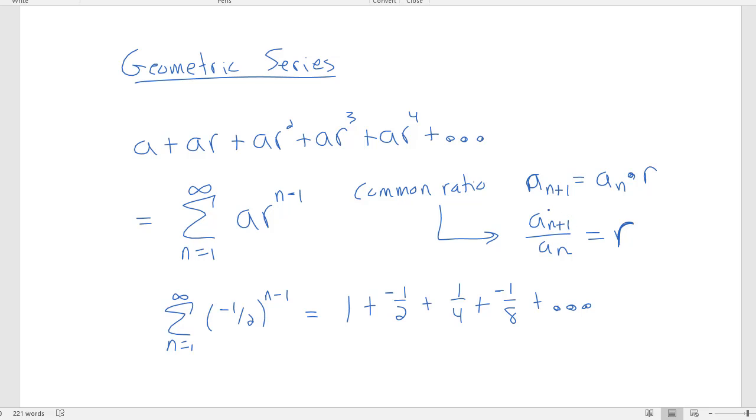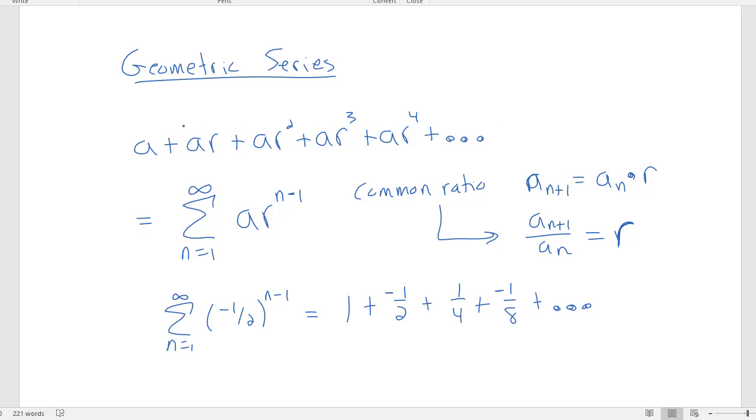Now notice that in this definition, the later term is divided by the prior term. So for example, down here in my series, if I take negative 1/8 and divide by the one right before it, that's going to give me my r of negative 1/2.